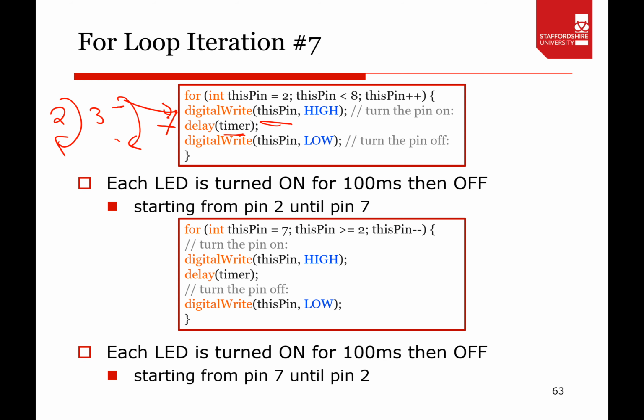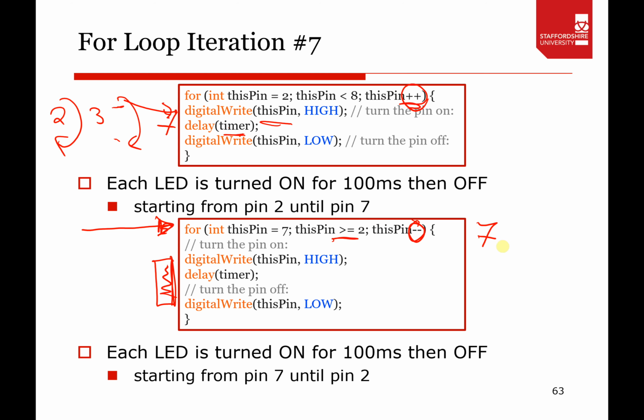So the opposite is happening here. We've got another loop which looks exactly the same. The code's exactly the same in the center. However, the conditions for the for are different. This time this pin starts off at 7 and it decrements each time because we've got the minus minus here as opposed to the plus plus here. And the condition is greater than or equal to 2.